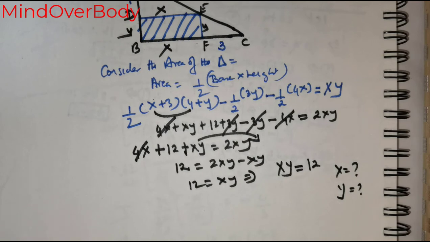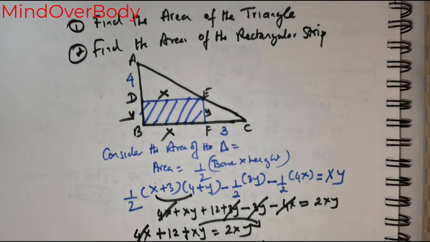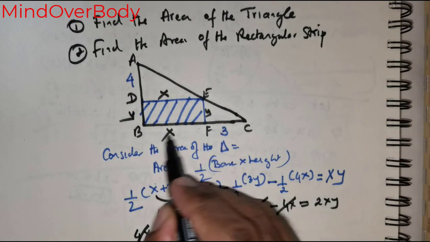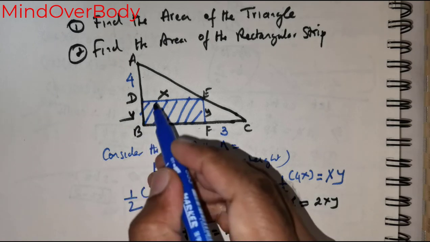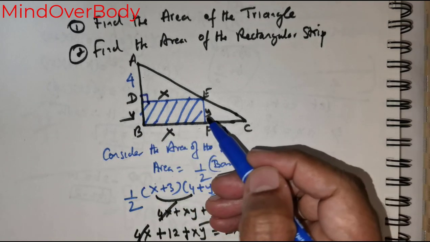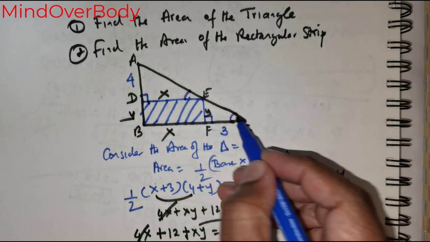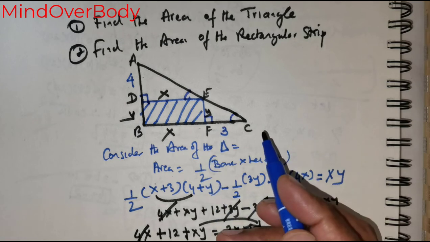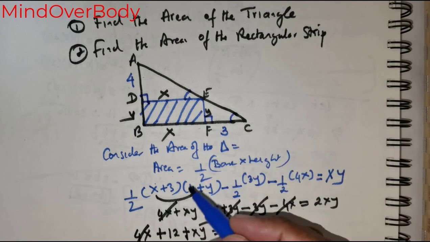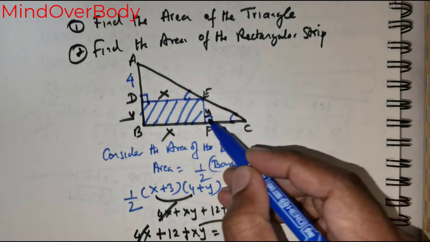So now I would also like to draw your attention to the following. This is a rectangular strip and it's placed inside a triangle, and obviously this should be 90 degrees, this should be 90 degrees, and these two angles would be the same. So if I were to apply similar triangles, I have a 4 here and a y here.